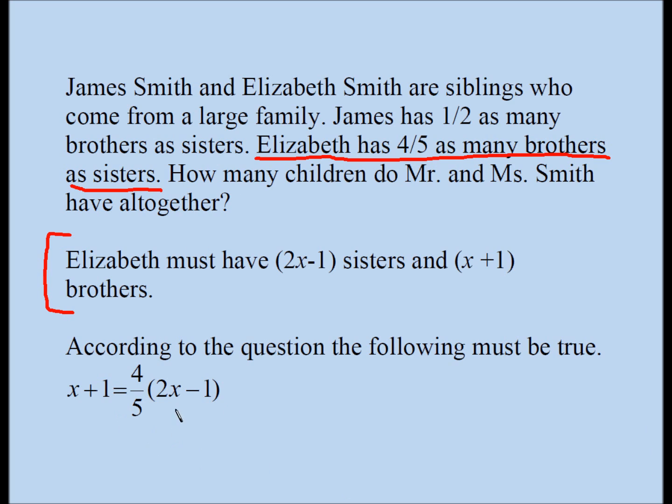That tells me if you take Elizabeth's number of sisters multiplied by 4/5, you're going to get the number of her brothers, because it says Elizabeth has 4/5 as many brothers as sisters. So number of brothers is equal to 4 over 5 times the number of sisters. Now all we need to do is solve this equation for x, which we are going to do on the next slide.